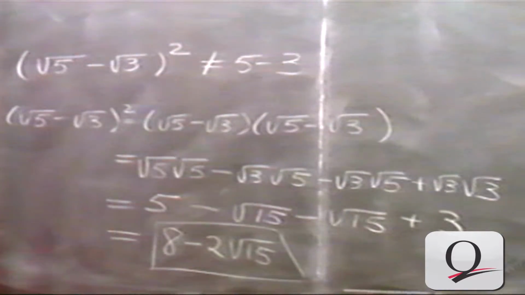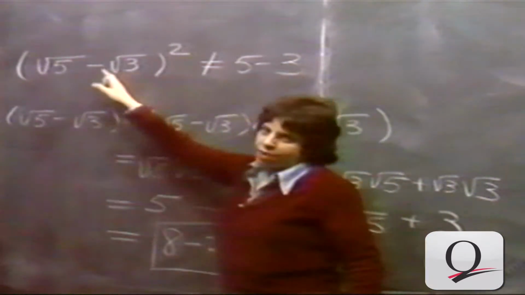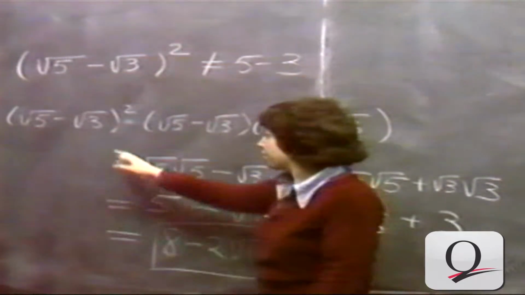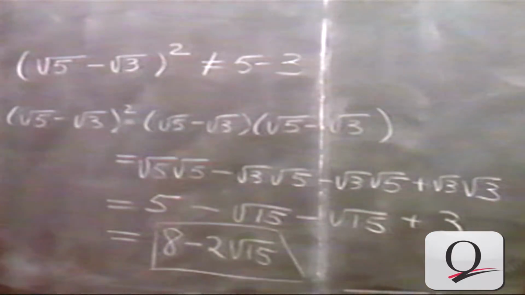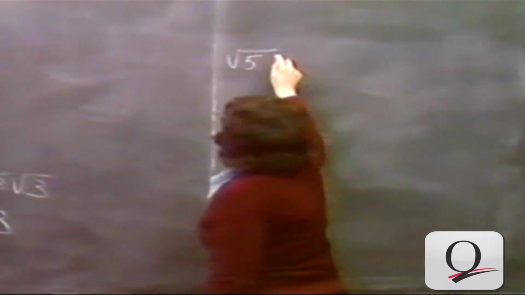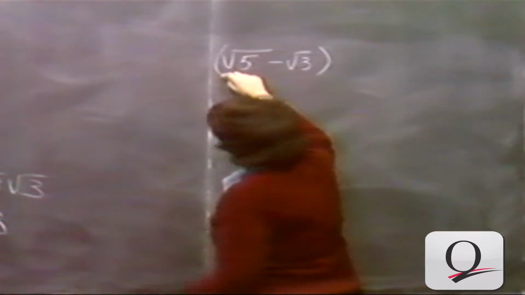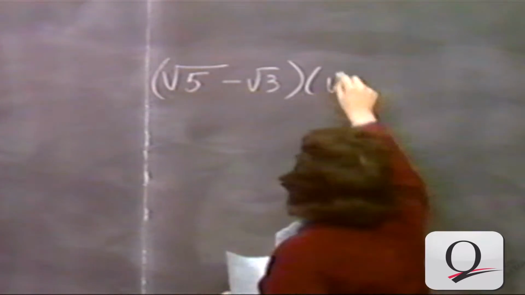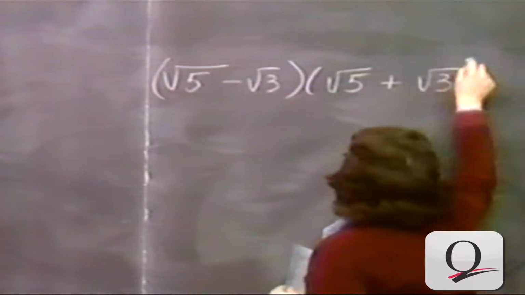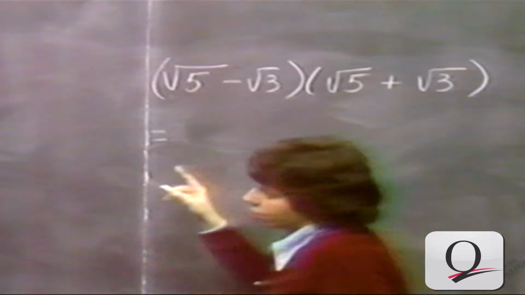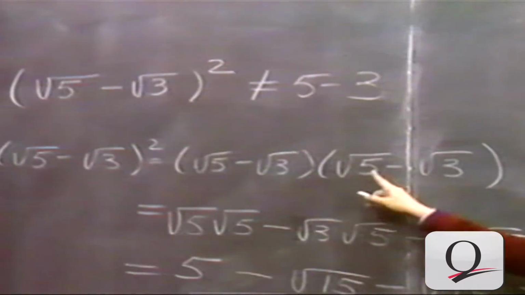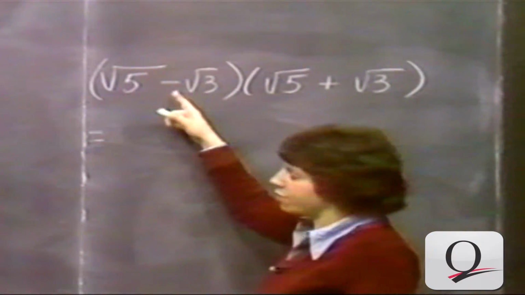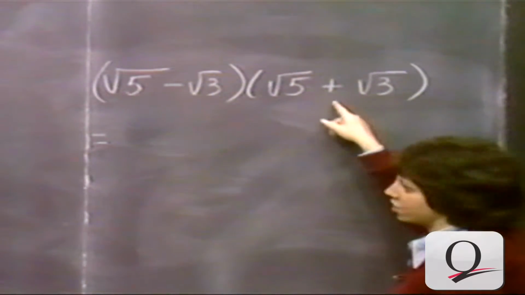There is a problem that I could give you for which the answer would come out to be 5 minus 3, which would look a little bit like this. Instead of multiplying the square root of 5 minus the square root of 3 times the square root of 5 minus the square root of 3, what would happen if we multiplied the square root of 5 minus the square root of 3 times the square root of 5 plus the square root of 3? There's a difference here from what we had before. Now I've changed this sign here.